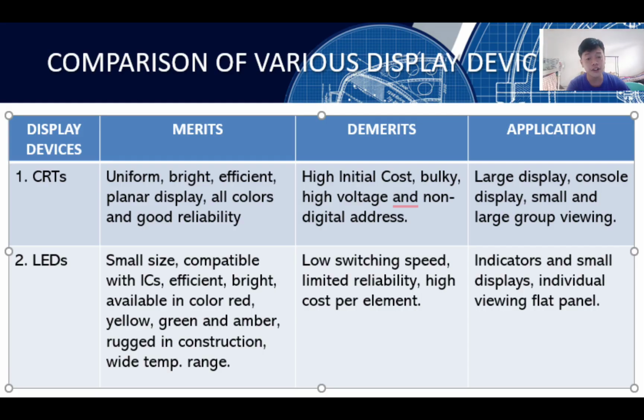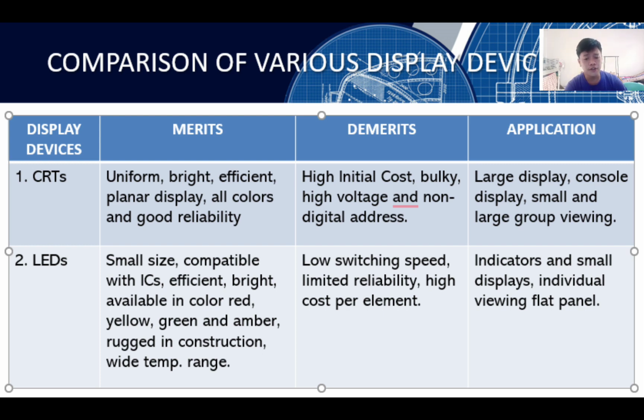And now let us talk about the comparison of various display devices: first the CRTs, LEDs, LCDs, and NEXIs. What are the advantages, or merits, of the CRTs? They are uniform, bright, efficient, planar displays, available in all colors, with good reliability. The disadvantages are high initial cost, bulkiness, high voltage required, and non-digital addressing. The application of CRTs is for large displays, console displays, and small and large group viewing.